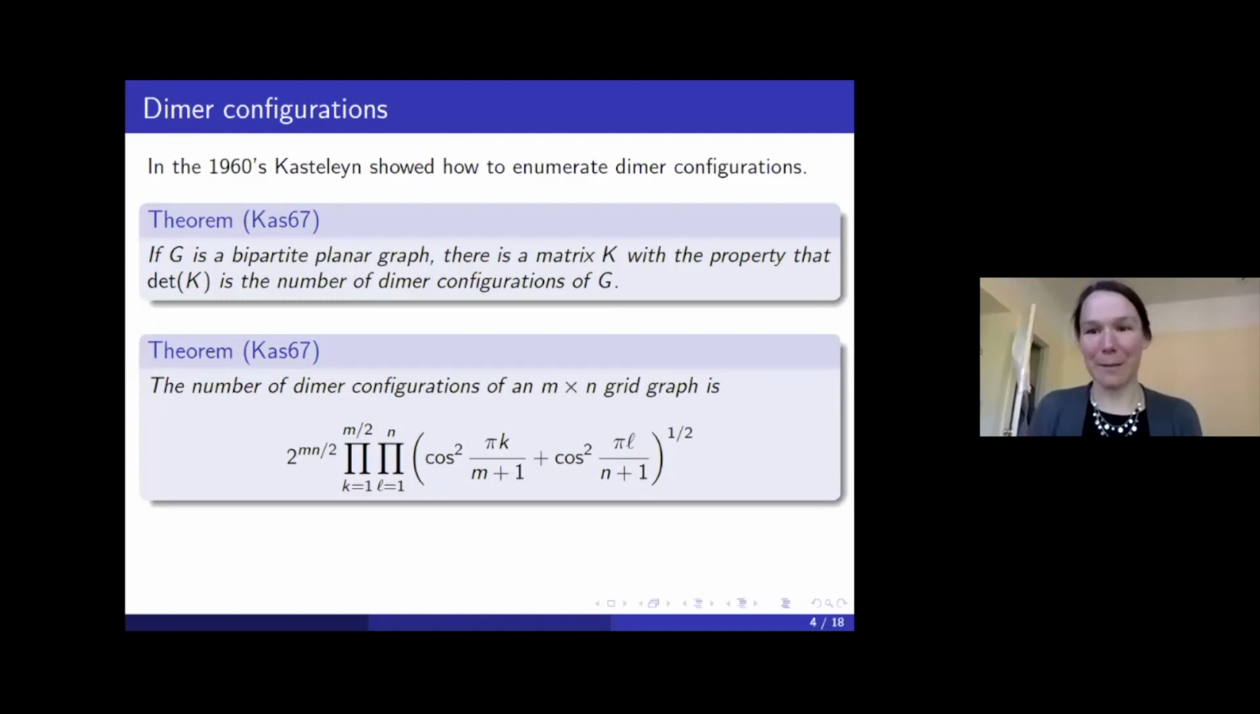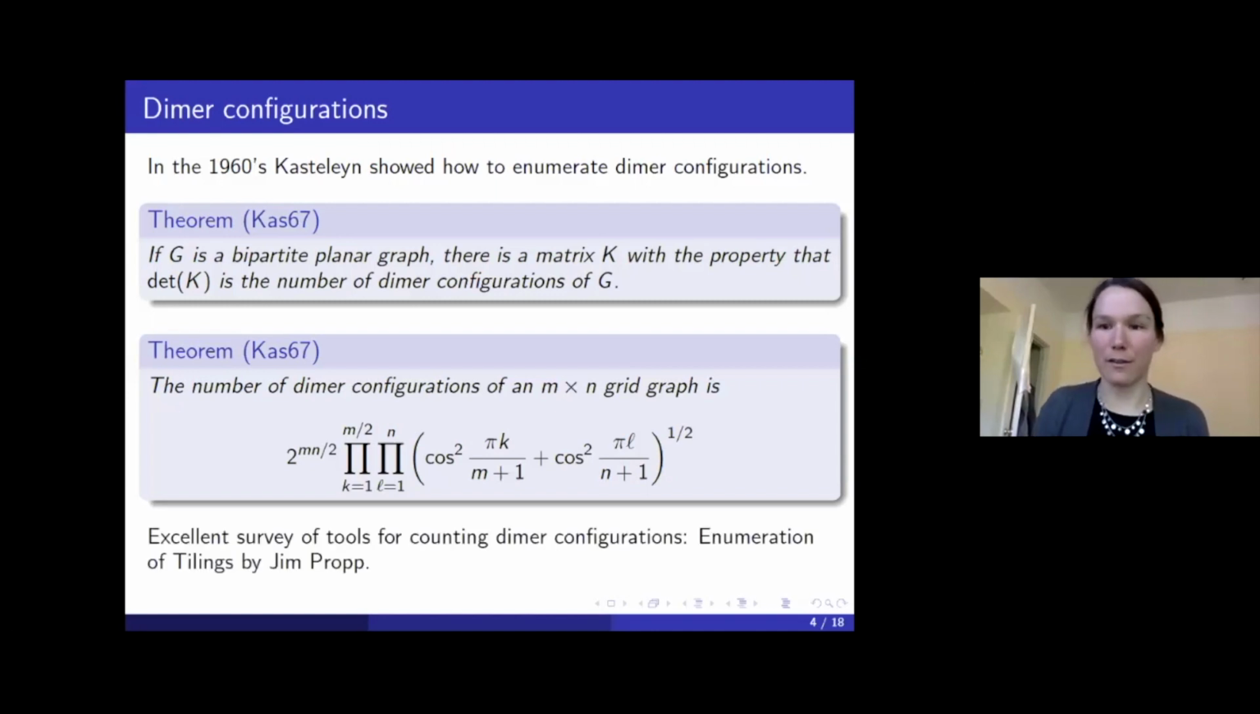So what I'll be talking about today, rather than Kasteleyn's work, is a technique discovered by Eric Kuo that is a really useful technique for counting dimer configurations. But for more information on Kasteleyn's work and other techniques for counting dimer configurations, I'd like to recommend the paper Enumeration of Tilings by Propp, which is a really nice survey.